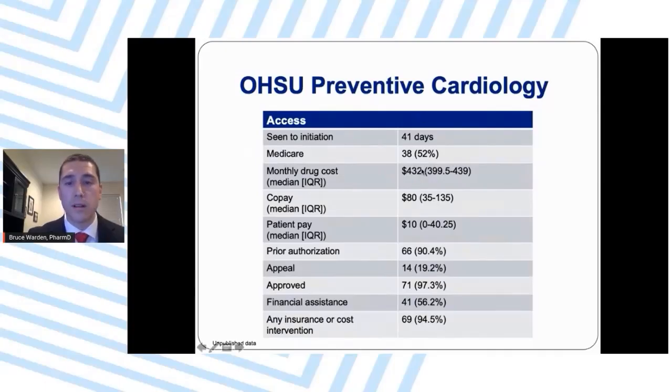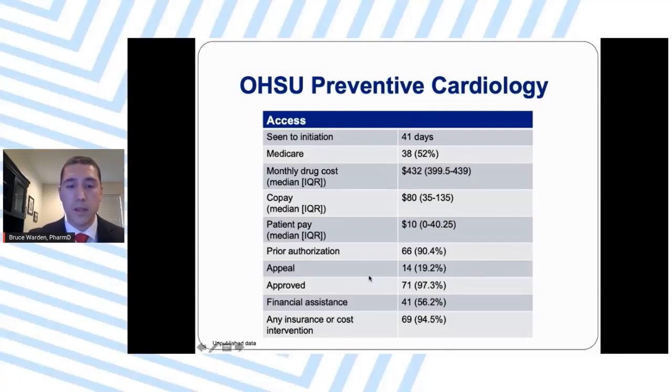What we saw is the median monthly drug cost was $432, reduced to $80 with insurance approval, and then reduced to $10 per month with cost reduction measures. So a 40-fold reduction in cost. And importantly, this is under $50 per month. And that $50 per month mark is very important because medication adherence really drops off if you surpass that mark.